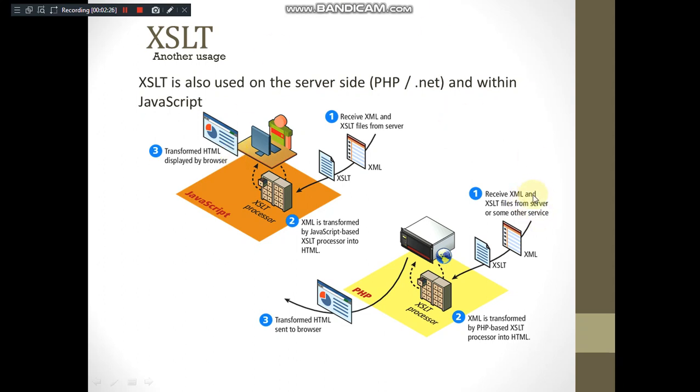The other one is you are receiving XML and XSLT from the server or some other services. These two are fed to the XSLT processor. XML is transformed by the PHP based XSLT processor into HTML, and that is sent to the browser. In the first example it is transformed by the JavaScript based XSLT processor, whereas in the second example it is transformed by the PHP based XSLT processor. So both the input and output are the same here. Again it is an HTML document displayable by the browser in both cases. Input is both XML and XSLT files processed by XSLT. How it is used is different.